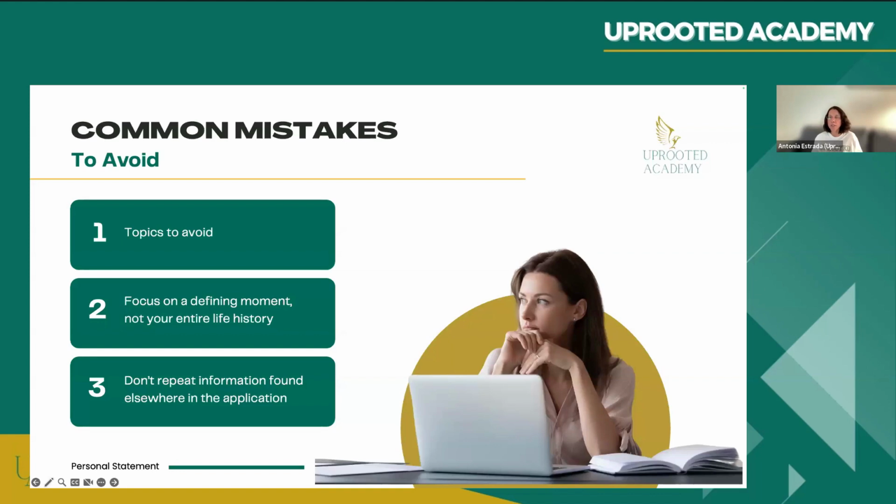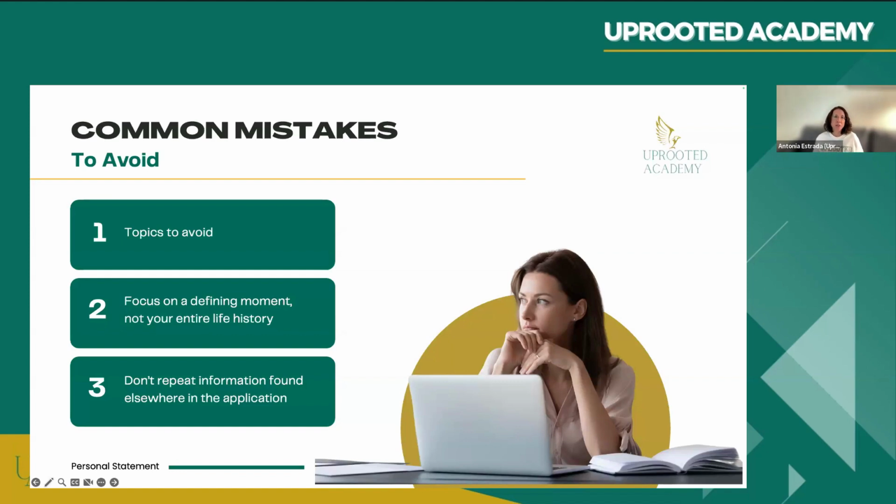One really helpful piece of advice that I've heard is, don't write about adversity unless you also have a response to the adversity, which I think is a great tip. Also be careful with sensitive topics like politics or religion. You want to show how you think, not just what you think.